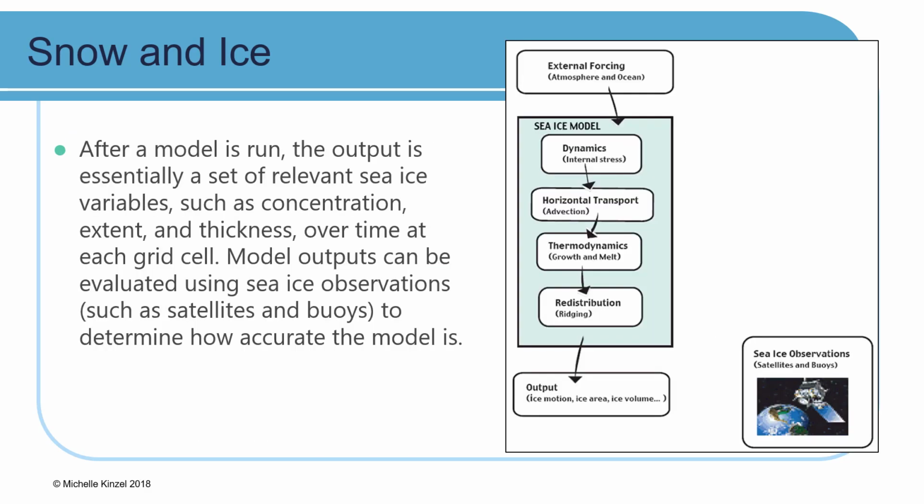So after a model is run, the output is a set of sea ice variables that are relevant to studying, such as concentration of the sea ice, extent of coverage, and thickness. And over time, these are all input into known grid cells, which are geographic locations, and model outputs can be evaluated using sea ice observations to determine how accurate the model is. So this one is showing external forcing, and then there's dynamics, horizontal transport, thermodynamics, redistribution, and then finally the output.